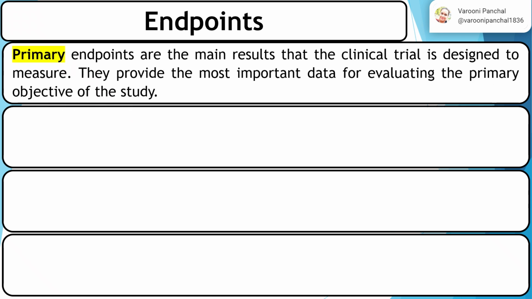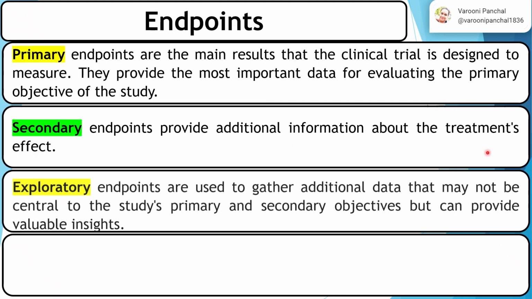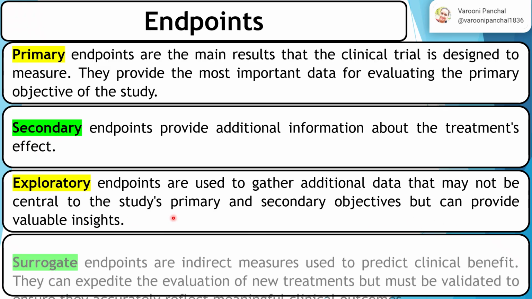Endpoints. Primary endpoints are the main results that the clinical trial is designed to measure. They provide the most important data for evaluating the primary objective of the study. Secondary endpoints provide additional information about the treatment's effect. Exploratory endpoints are used to gather additional data that may not be central to the study's primary and secondary objectives but can provide valuable insights.